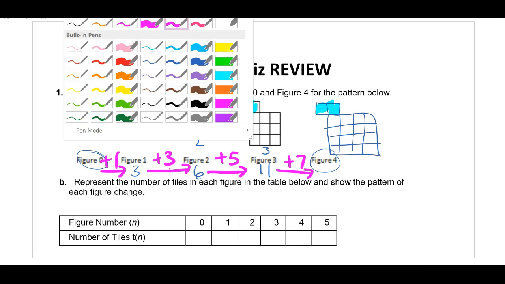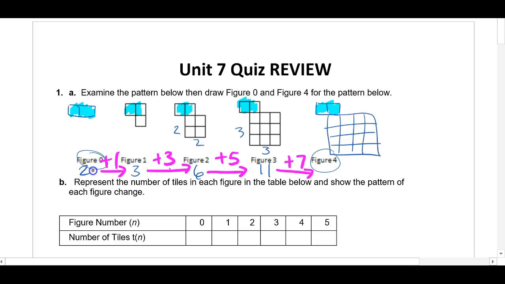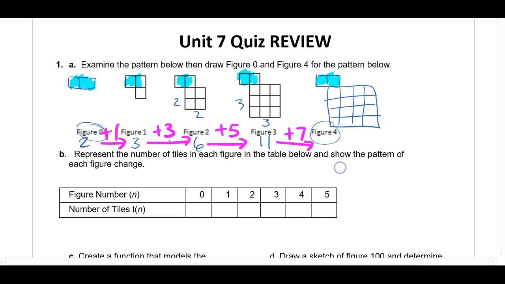And what number plus 1 equals 3? Well, that would just be 2. Okay, so that is right. So it is just 2 blocks for that first one. So then we're going to go ahead and just fill in the table. Figure 0 was 2. Figure 1 is 3. Figure 2 is 6. Figure 3 is 11. Figure 4, well, we count that out, that's 18.